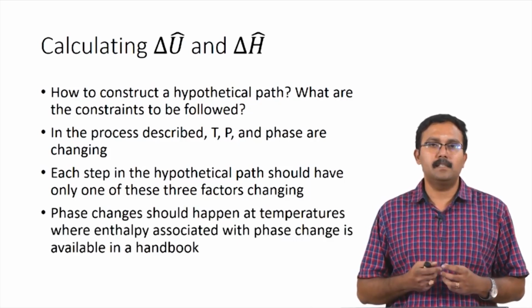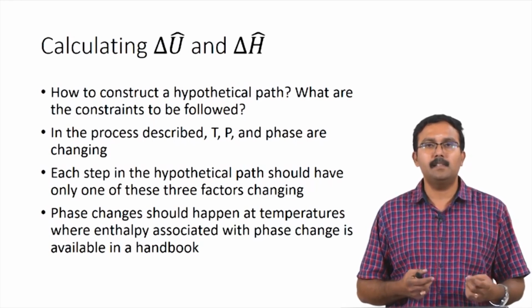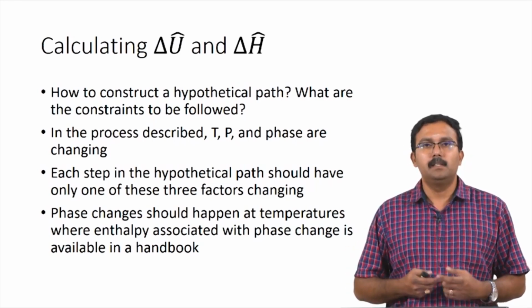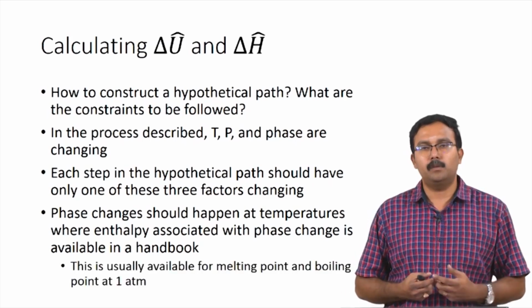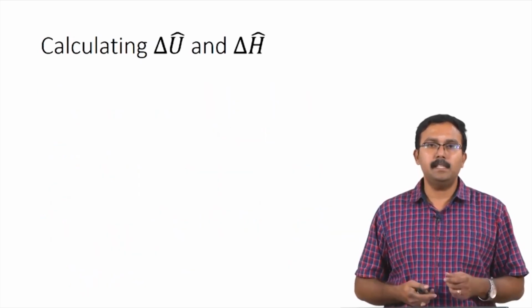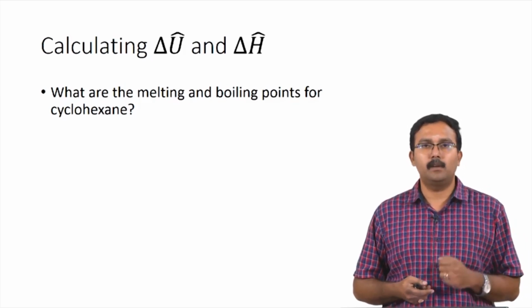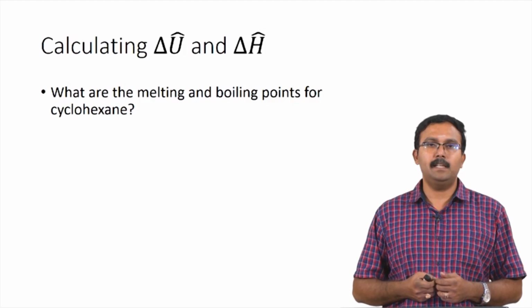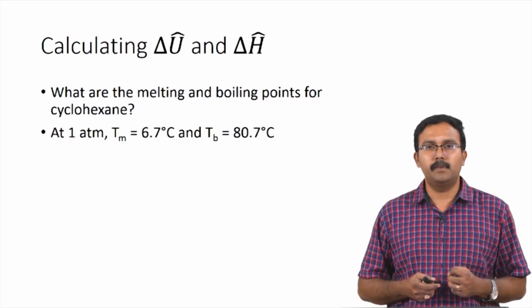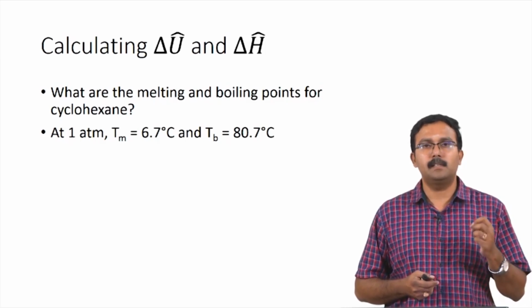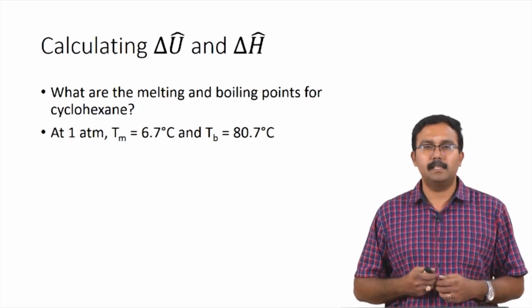The phase changes would also have to happen at temperatures where enthalpy associated with phase change is available for us from some table. This is usually available for melting point and boiling point at 1 atmosphere. So, the phase change itself would have to happen at the melting point and boiling point of cyclohexane. So, first thing to identify then is what are the melting points and boiling points of cyclohexane. At 1 atmosphere, the melting point for cyclohexane is 6.7 degree Celsius and boiling point is 80.7 degree Celsius.